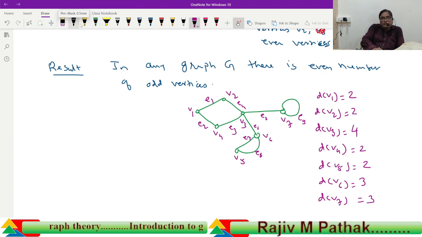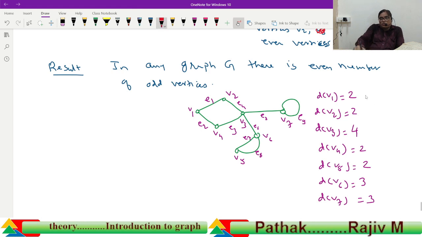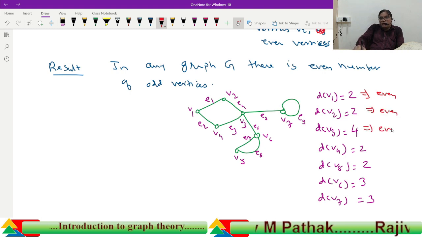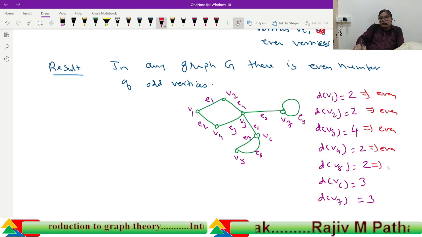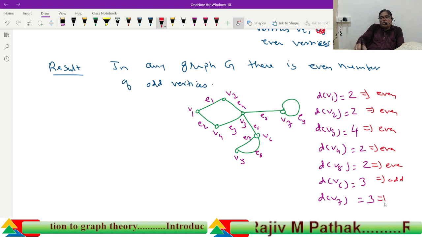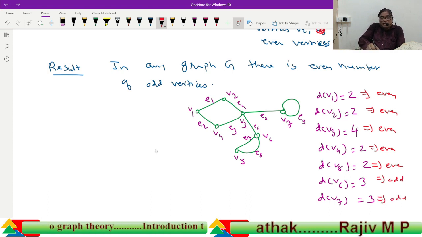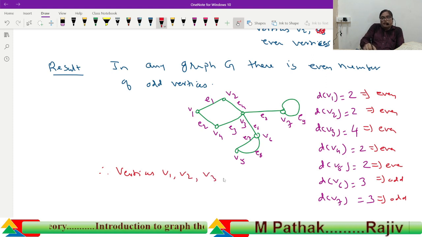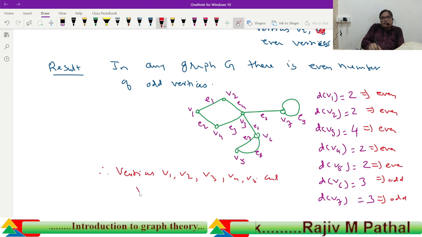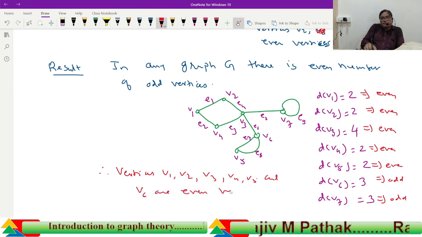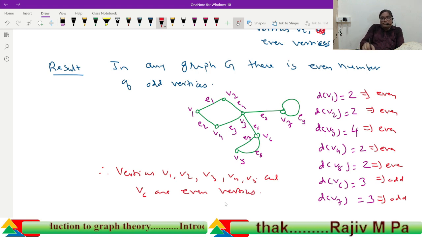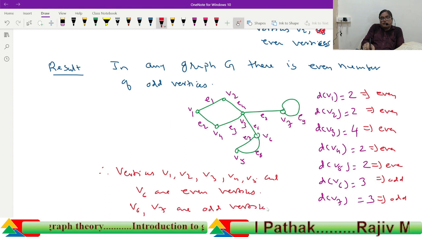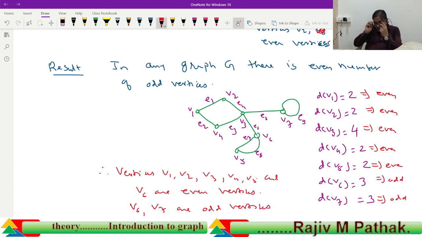Then let's write which one is odd and which one is even. So V1 is even degree. This is also even, this is also even, this is also even. This is odd, this is odd. Therefore, vertices V1, V2, V3, V4 and V5 are even vertices, and V6 and V7 are odd vertices. So this is the even and odd vertices.